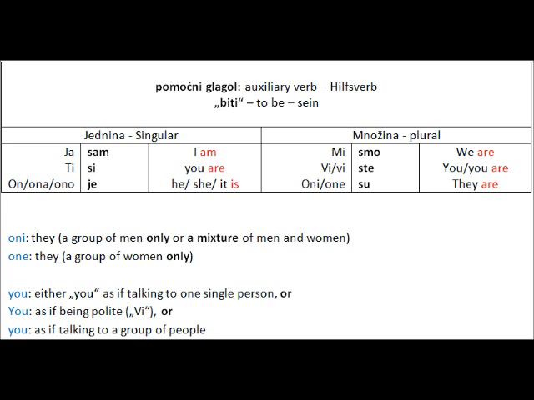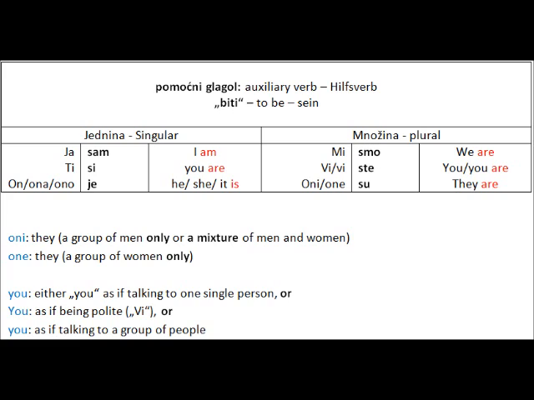Alright, and what about oni and one? If we take oni, that means you're talking about a group of people consisting of men only, or a mixture of men and women, no matter how many men or women there are in this group. And if we say one, that means the group consists of women only.